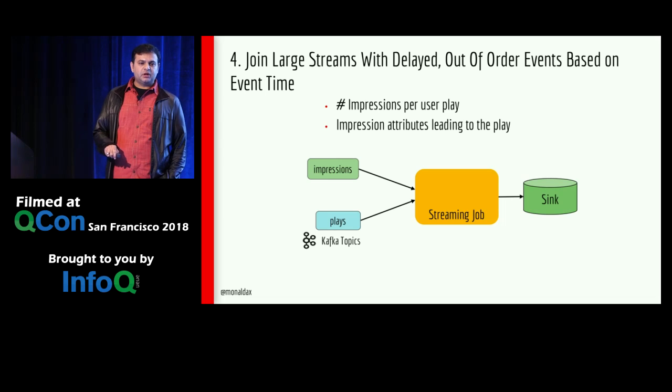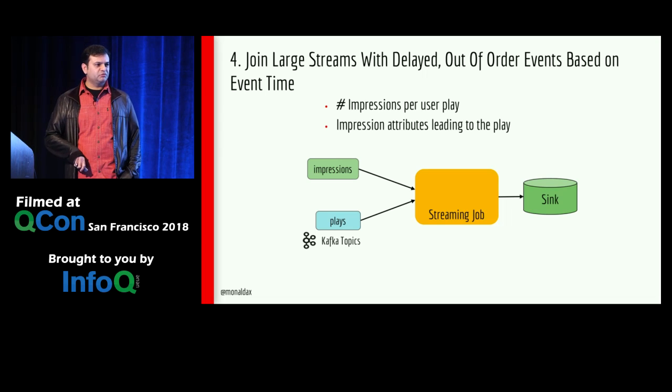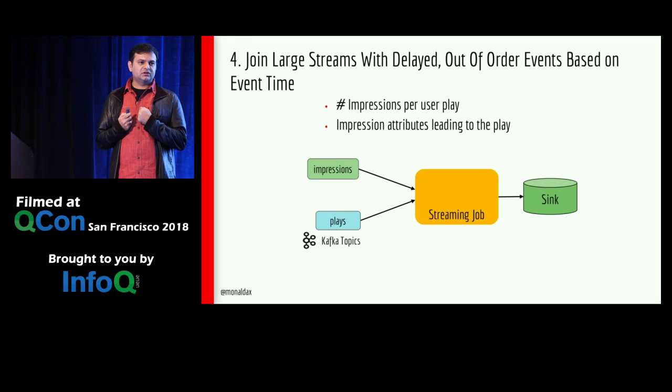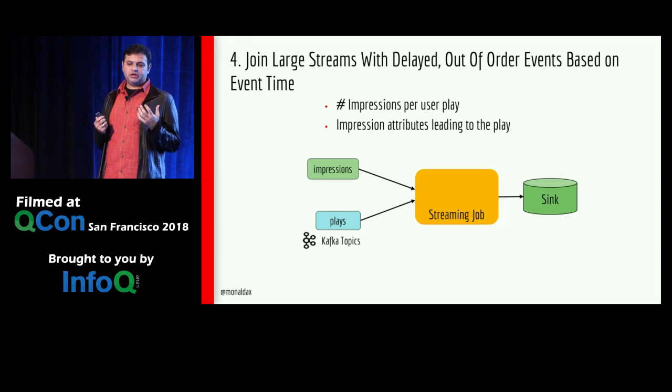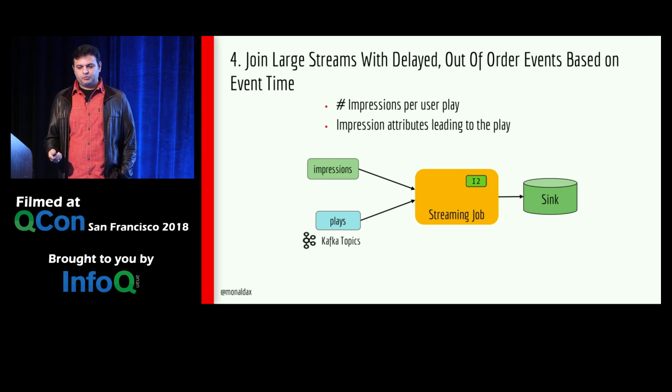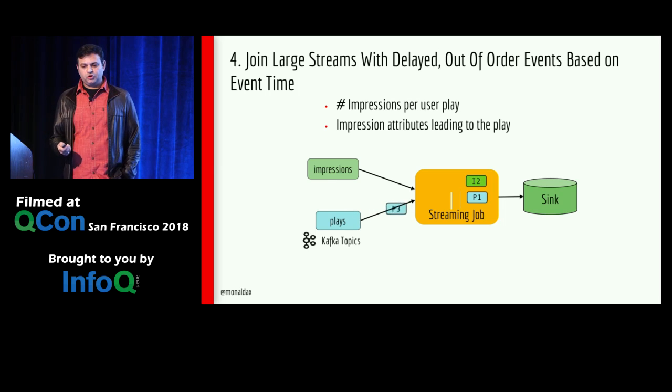We have 2 different topics where we are getting events from: impressions and plays. And we are interested in joining these events together to make some meaningful conversion rate analytics on top of it, right? So we get an event from impressions. We get another event. And then we get one more event, and we get another event, right?